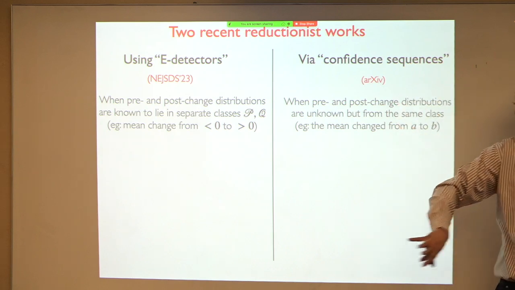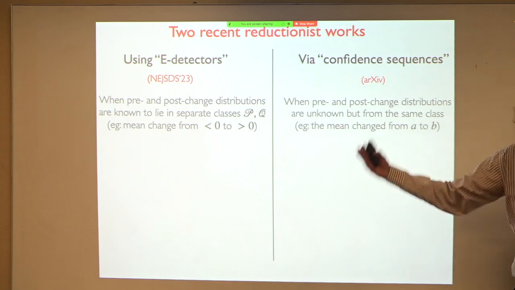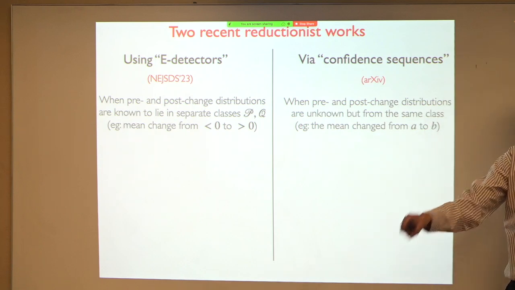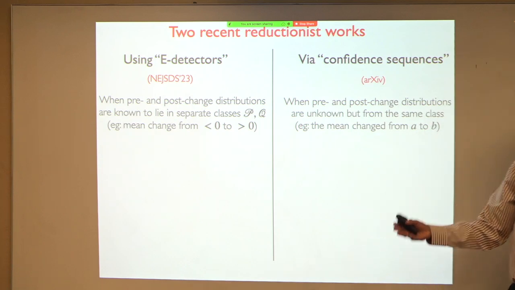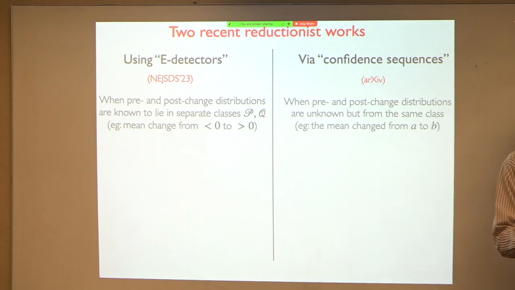There are no separated classes P and Q. It's just one class, and it changed from something to something else within that class. Okay, so this is the non-separated change point detection problem.